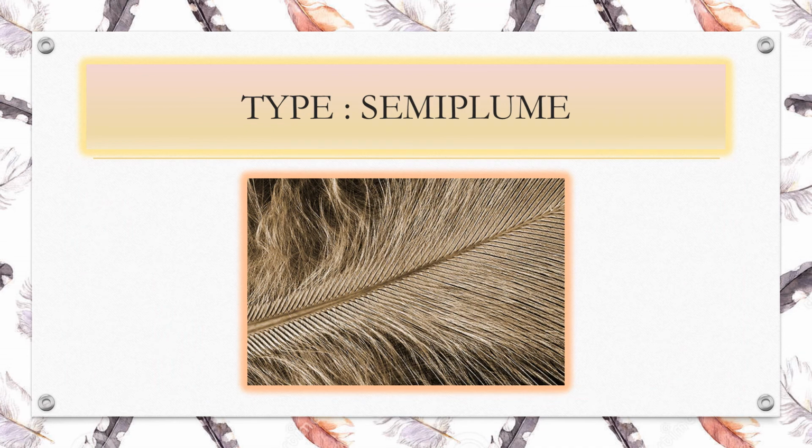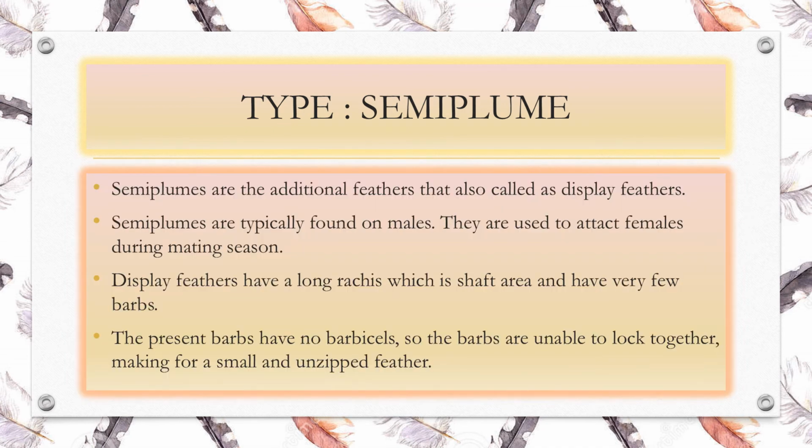Semi-plume. Semi-plumes are additional feathers that are also called display feathers. Semi-plumes are typically found on males. They are used to attract females during mating season. Display feathers have a long rachis, which is the shaft area, and have very few barbs. The present barbs have no barbicels, so the barbs are unable to lock together, making for a small, unzipped feather.